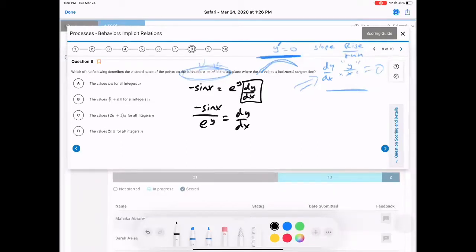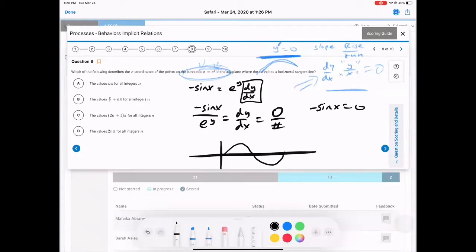Now, we want the slope to equal 0. So do I care about what number is on the bottom? I don't. That's one of the cool things, that I don't care about y. So when is negative sine of x equal to 0? If you want, you can draw it out real quick. This is a regular sine graph. A negative sine graph would go the other way, but it doesn't matter. So that's going to be at 0, pi, and 2 pi. And we look at the answer.